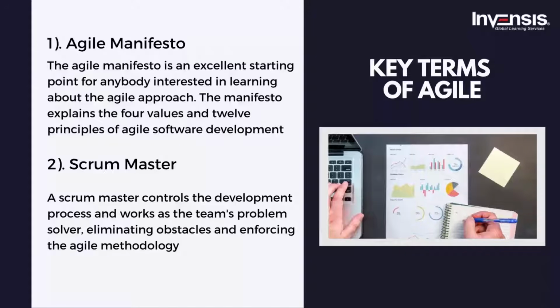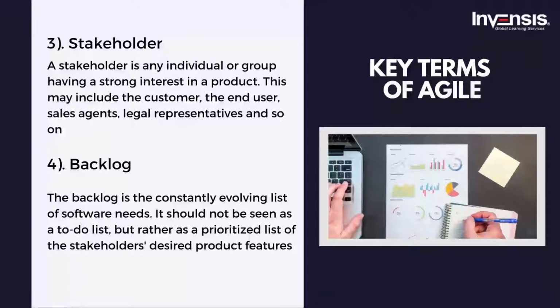Second, Scrum Master. A Scrum Master controls the development process and works as the team's problem solver, eliminating obstacles and enforcing the Agile methodology. Third, Stakeholder. A stakeholder is any individual or group having a strong interest in a product. This may include the customer, the end user, sales agents, legal representatives, and so on. In the development phase, stakeholders play an informational role and are essential in establishing the project's needs.